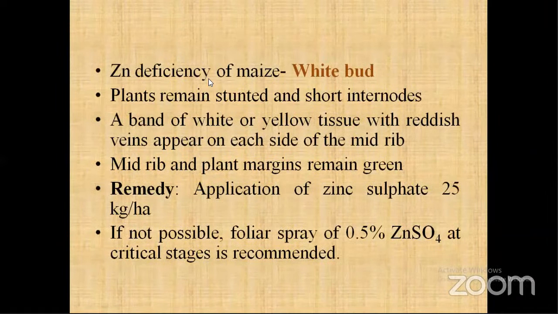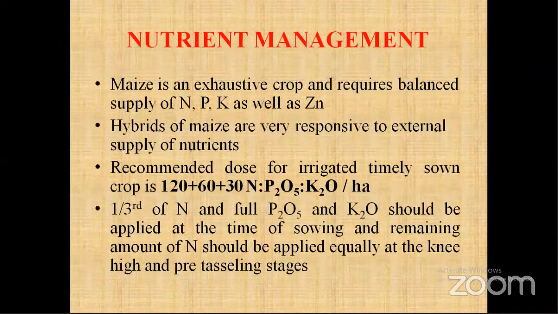Excuse me, sir. Important, sir. Which deficiency is there in the maize crop? Zinc deficiency. Yes? Sir, I had a query. You said that from 120, one third should be split as the dose. Yes, 120, like 30-30, like 40-40-40. The first 40 should be applied.